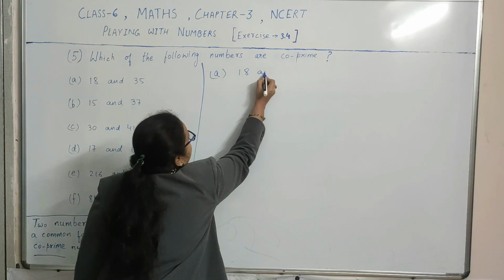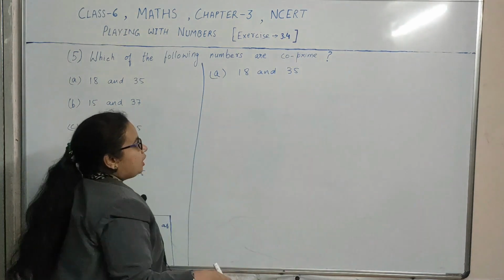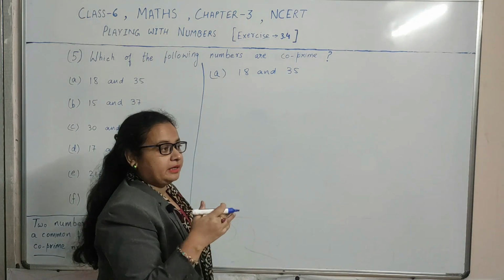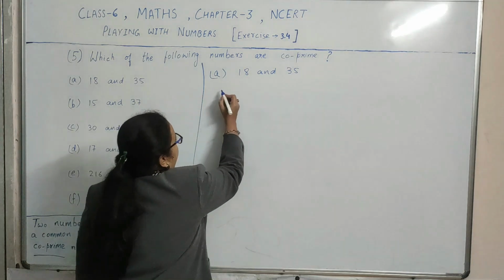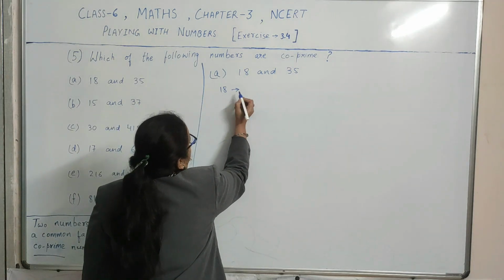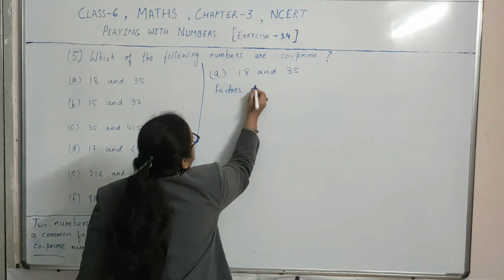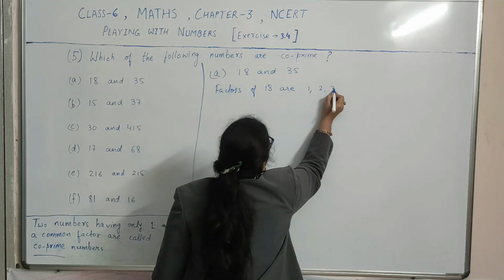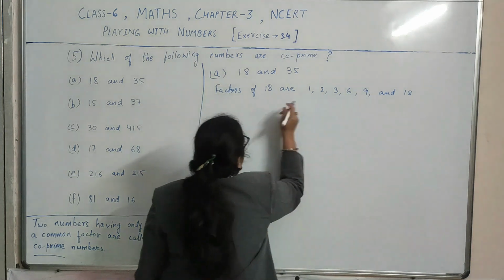18 and 35, whether these numbers are co-prime or not. For that we have to find the factors. If the common factor is only 1, then it will be co-prime numbers. So the factors of 18 will be what? I should write it like this. Factors of 18 are 1, 2, 3, 6, 9 and 18. These are the factors of 18.